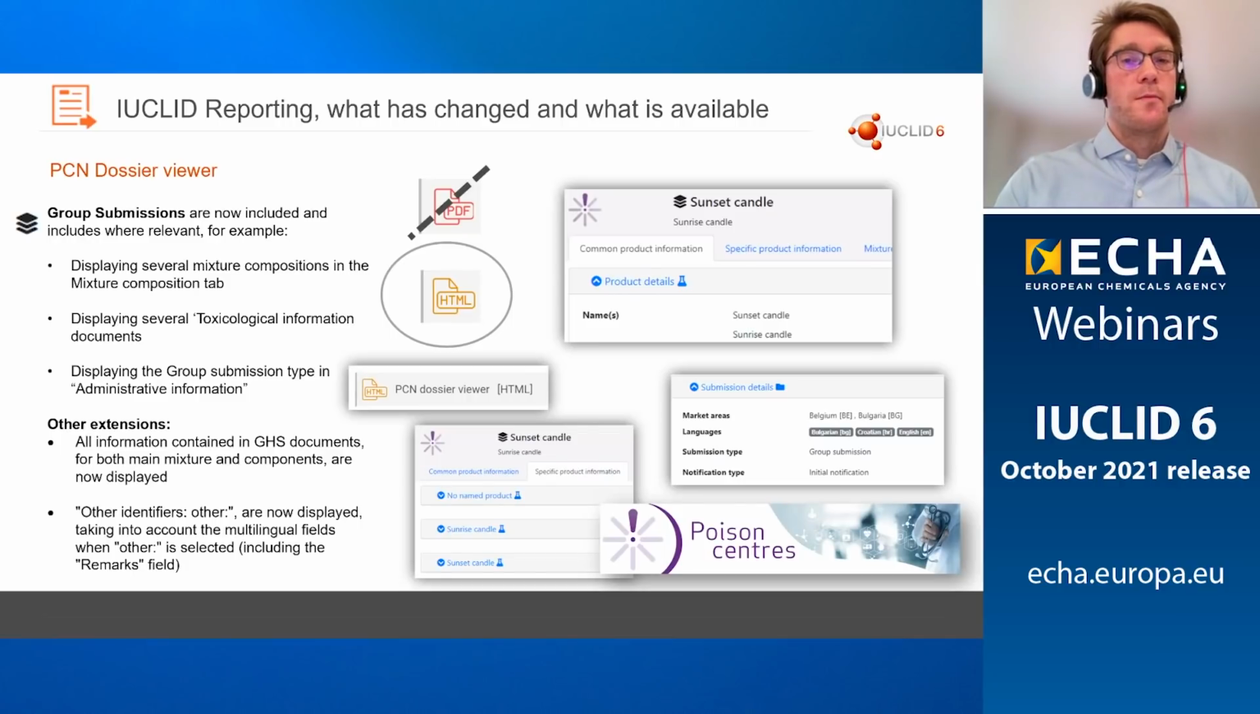So moving on to one of the reports that have been updated with this Euclid 6.6 release, the PCN dossier viewer report. The first thing to note is that the old PDF version of this report, the so-called PCN notification report, has now been decommissioned and has been replaced by one report, the HTML dossier viewer report. This can be printed as a PDF, so it can serve as a PDF output if you wish.